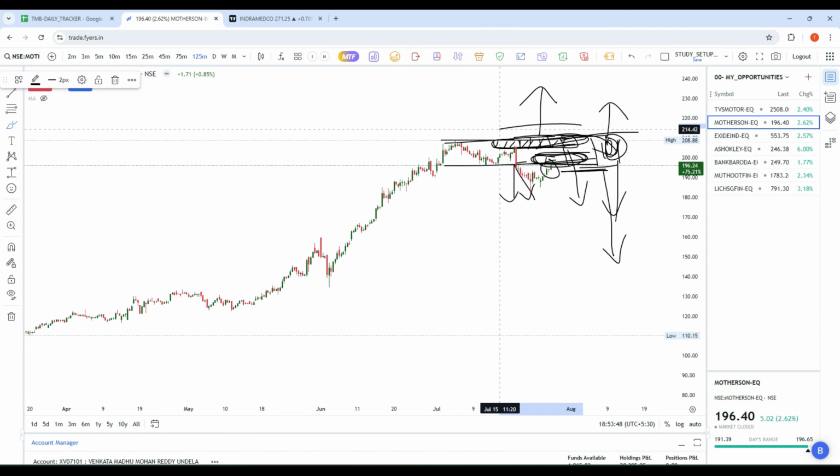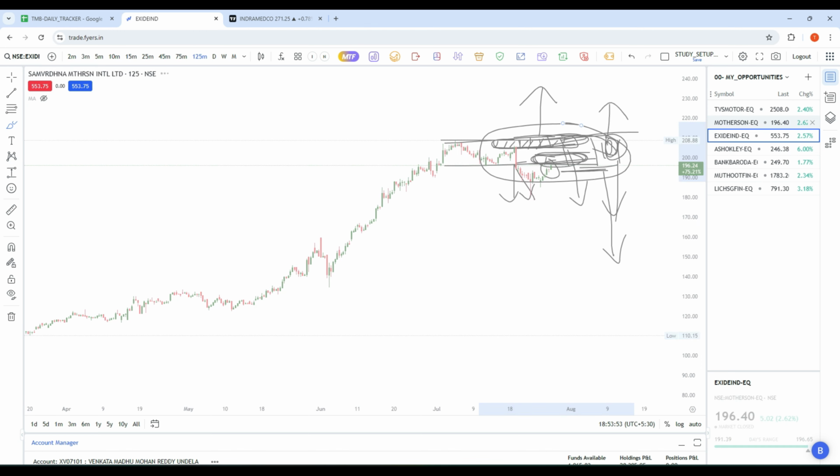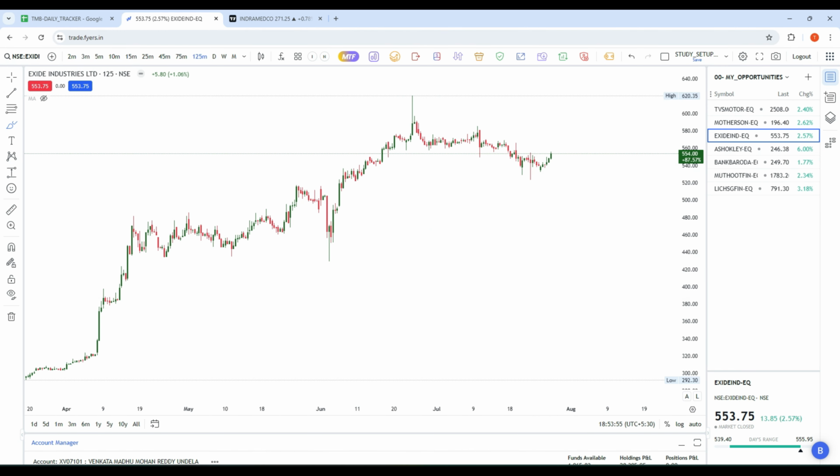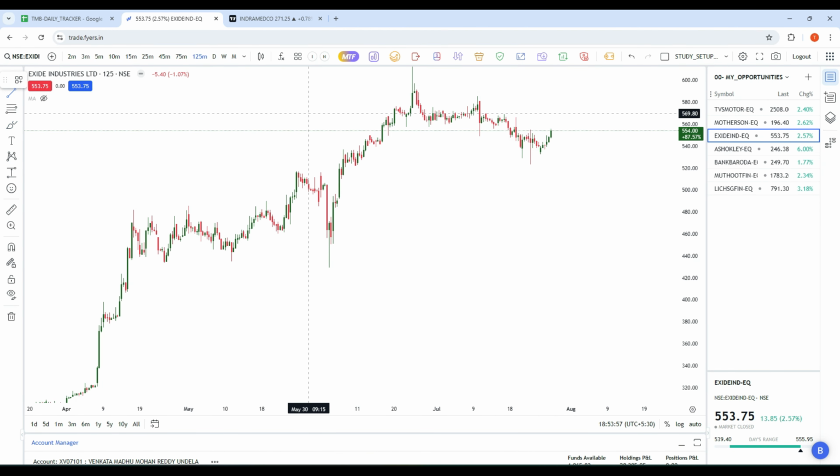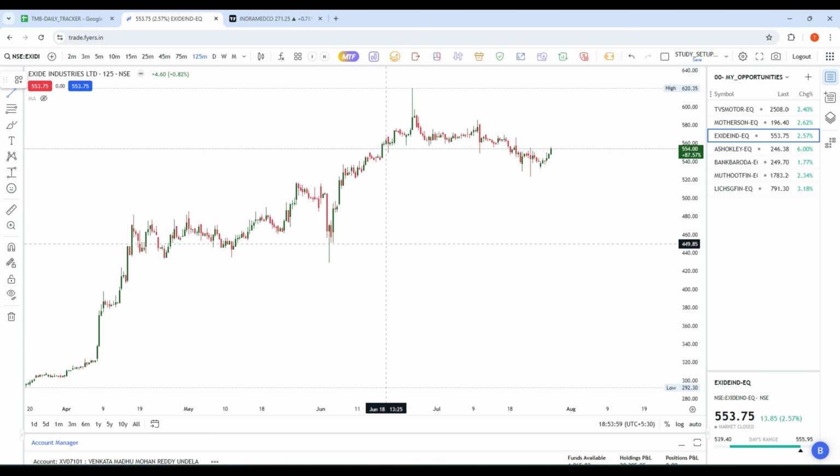This is what we are seeing on Motherson. Okay, Exide Industries, this is a little bit even more interesting. See, if we look at this raw price action, we will not analyze anything. What is happening here? Let us mark something.